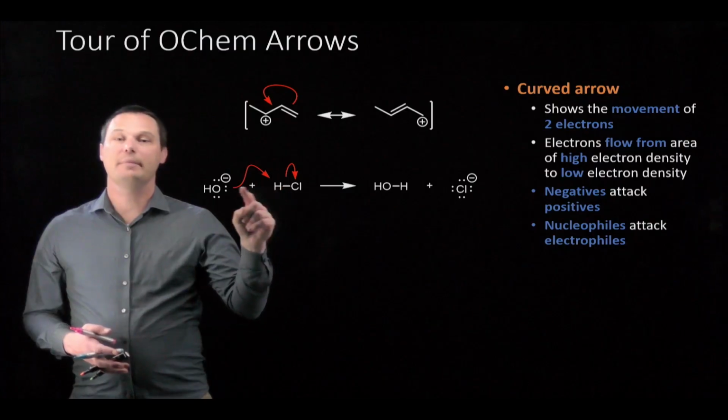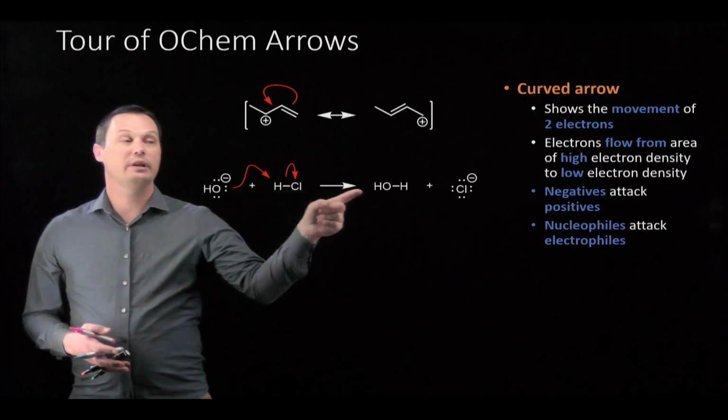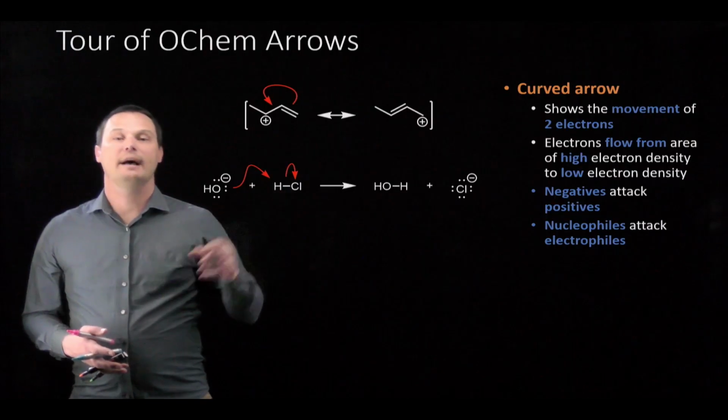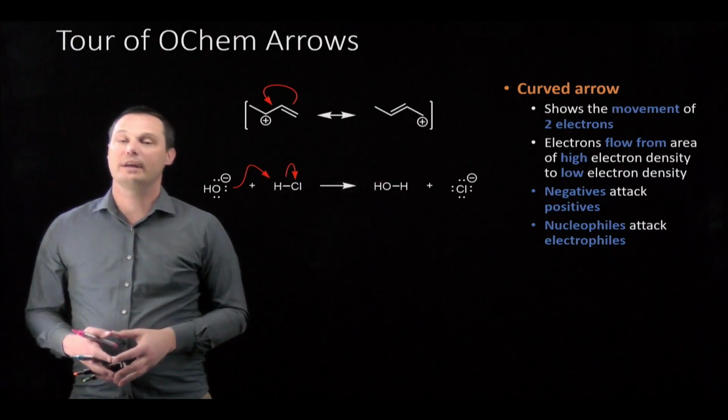This first arrow depicts a bond-forming event between oxygen and hydrogen. We need a new oxygen-hydrogen bond in our product. The second arrow depicts a bond-breaking event. We're breaking the hydrogen-chlorine bond, so chlorine is off on its own as a leaving group on the product.